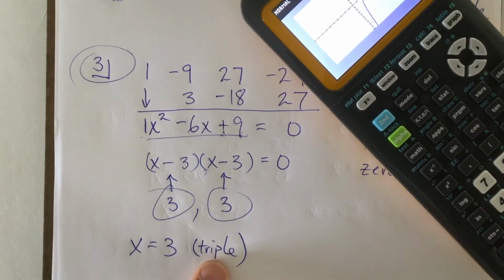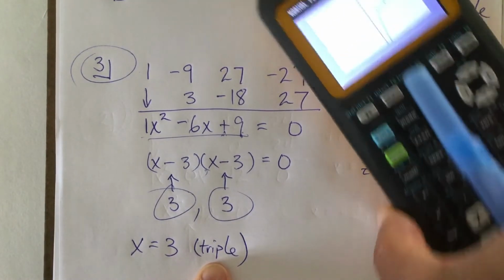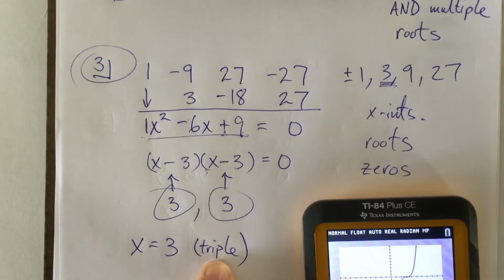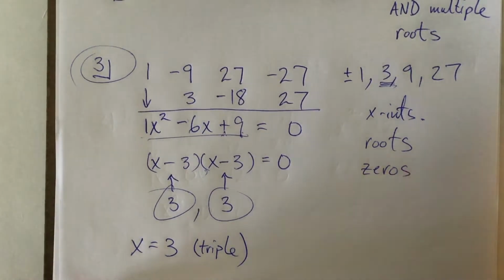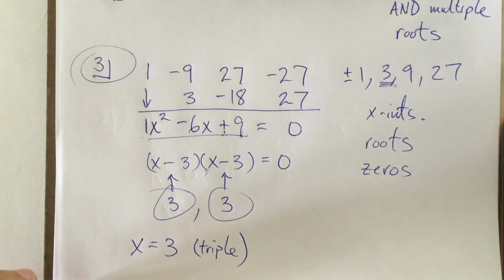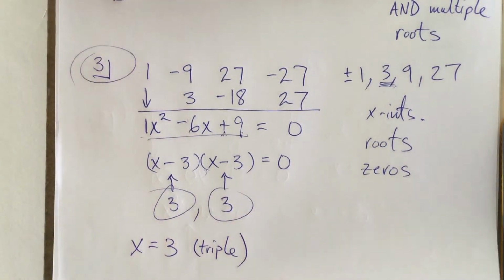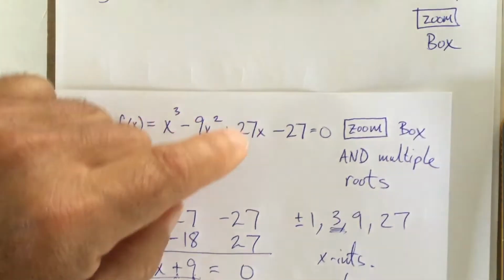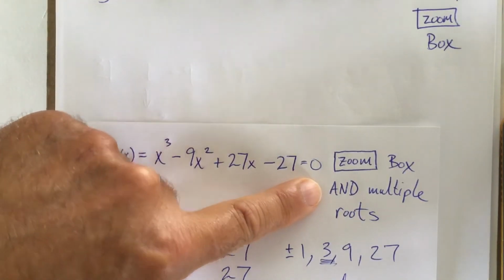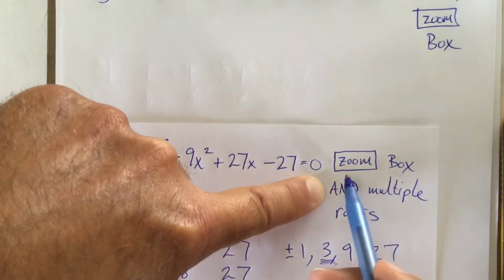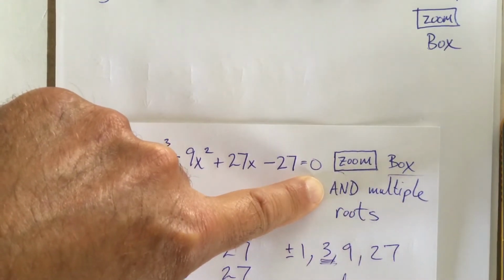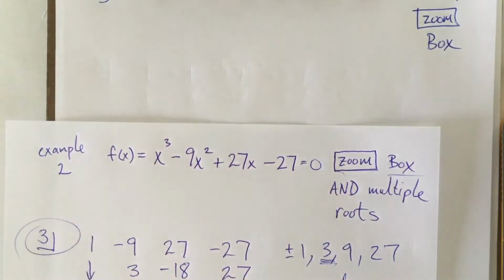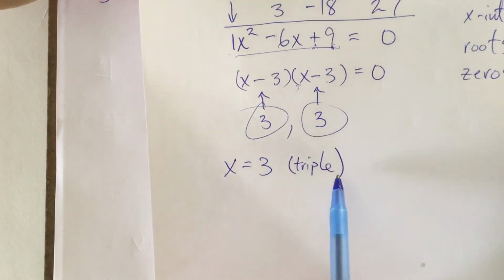It's called a triple root, or a fancy way to say it, so you sound real smart, is a root of multiplicity 3. I don't care if you want to sound smart, you can do that. I don't ever say root of multiplicity 3, really. But that was my second example. What did I want you to get from that second example? I want you to know how to zoom box. And I want you to know what it looks like when you have multiple roots. In this case, it was a triple.